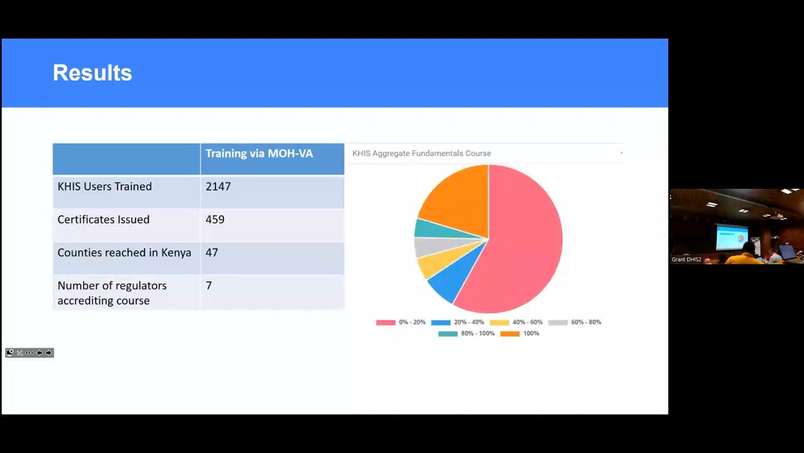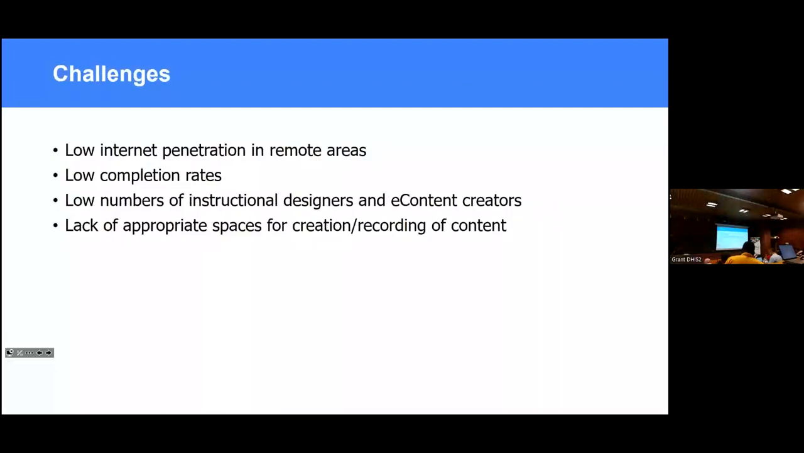So we can move to the next slide, please. So we've experienced challenges during this online learning training. And one of the challenges we have is low internet penetration, especially in some remote areas of the country. We have also low completion rates, low numbers of instructional designers, especially from the start. We really struggled to have people, our team, to help us in conversion of the content to an e-learning format that can be uploaded for online learning.